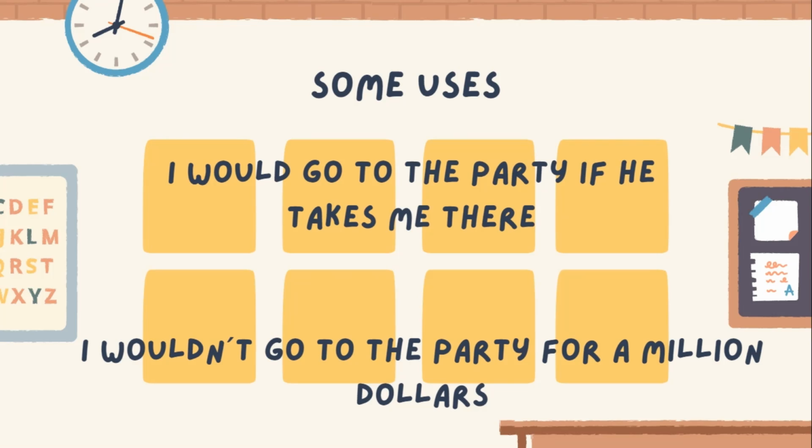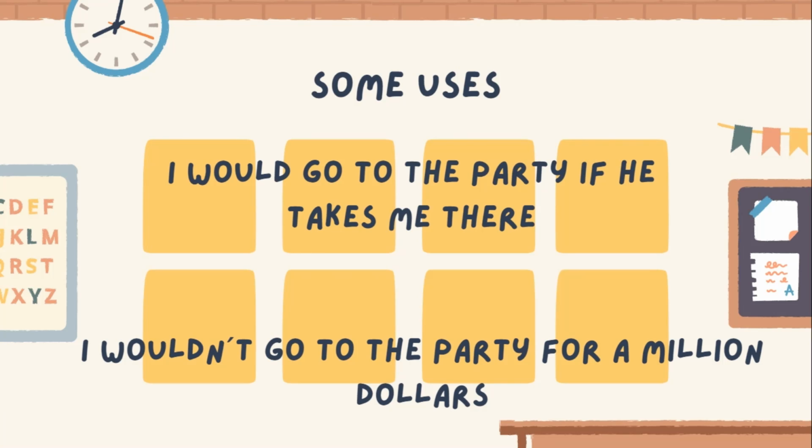I can say, for example, I would go to the party if he takes me there. All right. So I am expressing a wish. I wish I could go, but I don't have a ride. So I would go to the party if he takes me there. Okay. That is an example of a positive sentence.